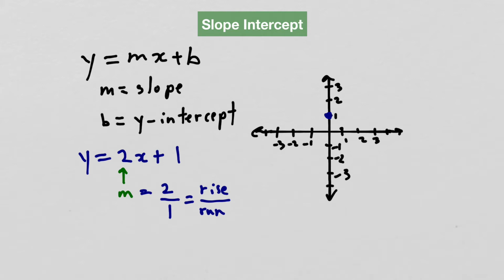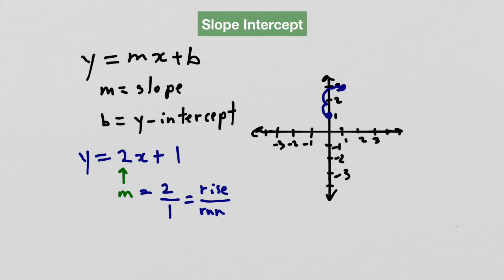So we start from the y-intercept, and we already marked that on the graph, and we're going to go up 2 places. So that's going to be 1, 2, and then we're going to run to the right 1 place, and that takes us right here.